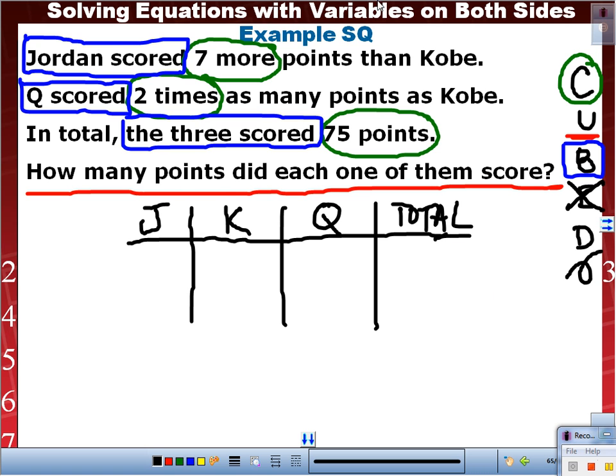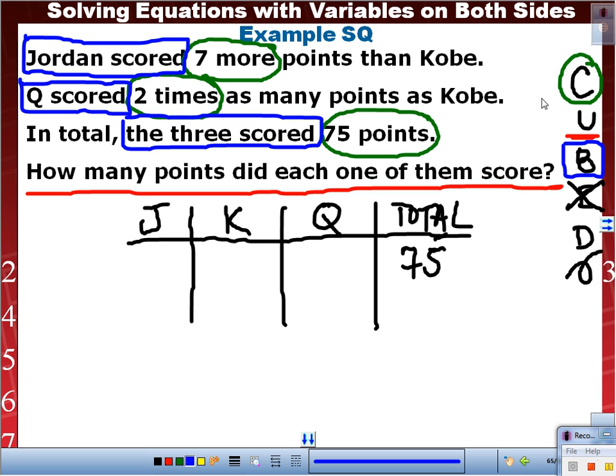So by looking at all the numbers that we're given, what will be the easiest information to fill in on our table? The total, which is what? So that goes right here. That's easy. 75. Are we there so far? So now check this out. How do we fill out the rest? Let me show you. Look up.